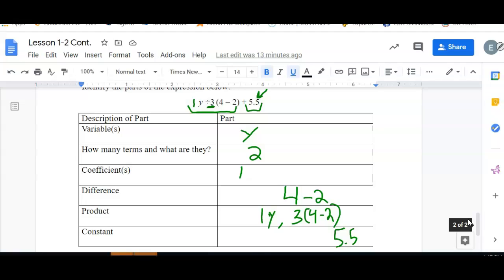If you did not finish Math Excel 1-2 homework, make sure you please do that.